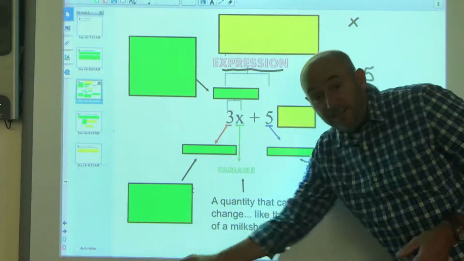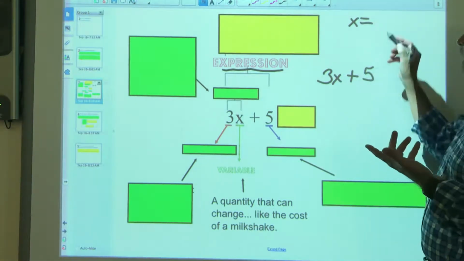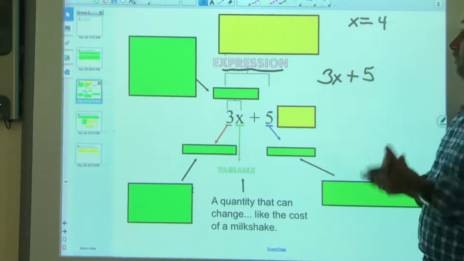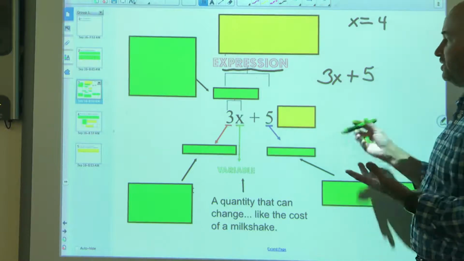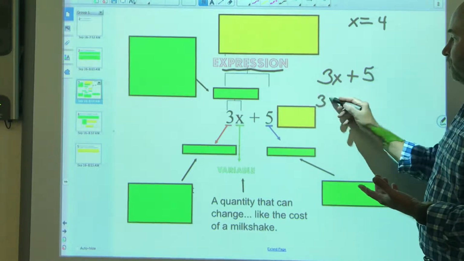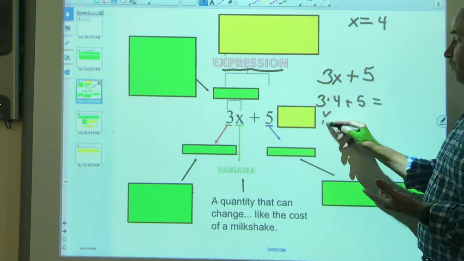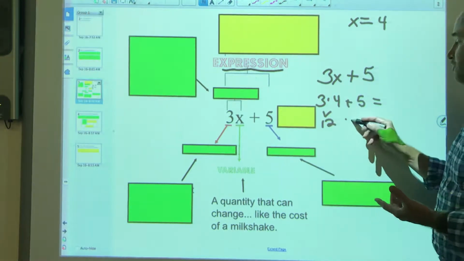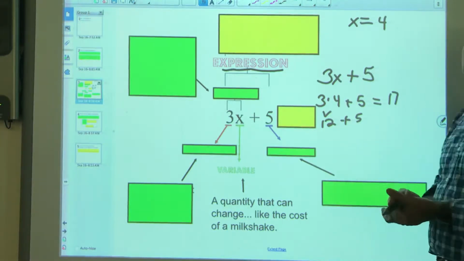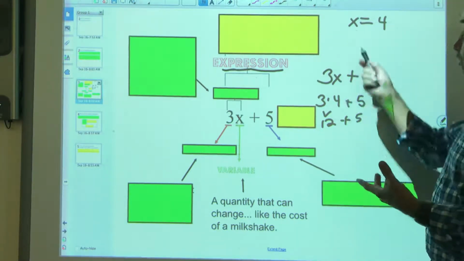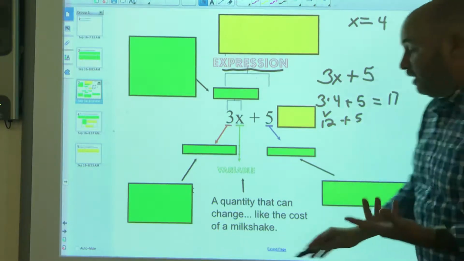Now, in this case, X is undefined, and we could define it and say the value of X is actually 4. Well, in this case, then, we can evaluate the expression and say, okay, well, 3 times 4 plus 5, okay, 3 times 4 is 12, using the order of operations, plus 5 would give us 17.